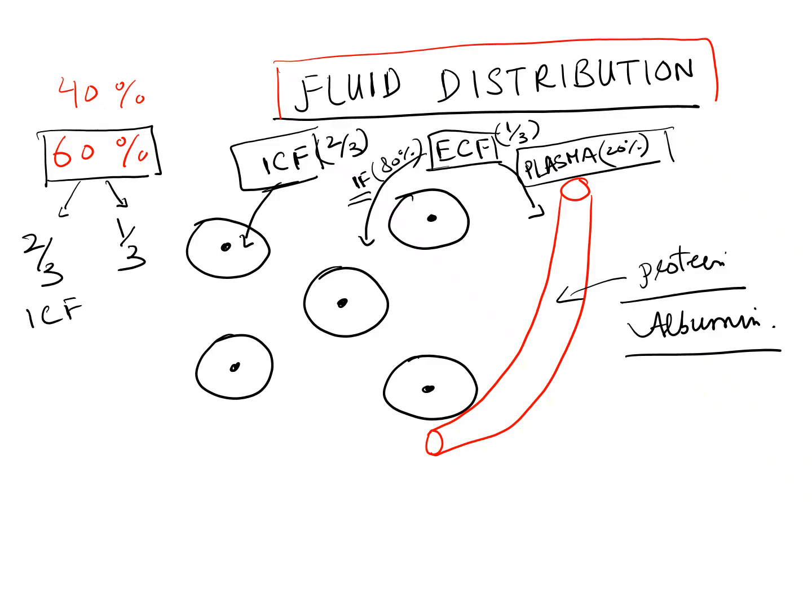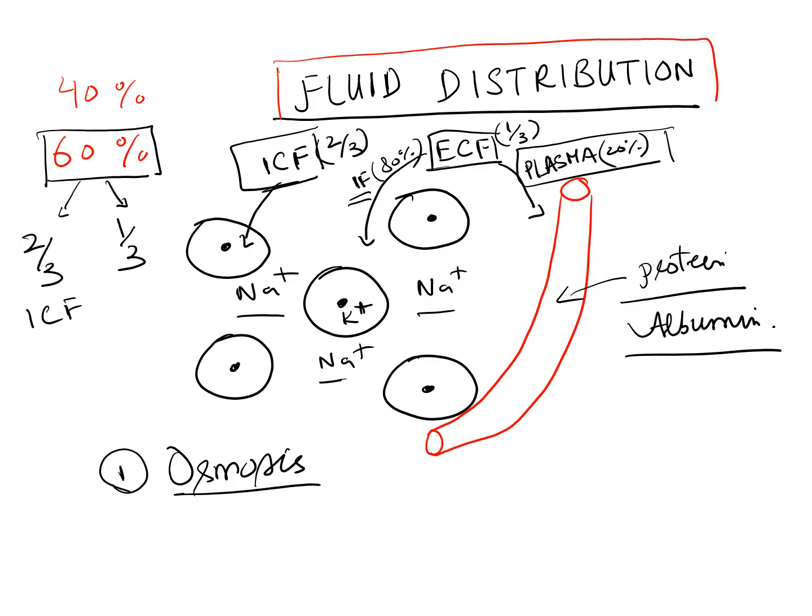Now this fluid which is present in the body can cross the membrane because of the presence of ions and change in pressure. If we look at intracellular fluid, the major ion present is potassium, and the major ion present in extracellular fluid is sodium. Now there are two mechanisms by which the fluid can cross the membrane. The first mechanism is osmosis.